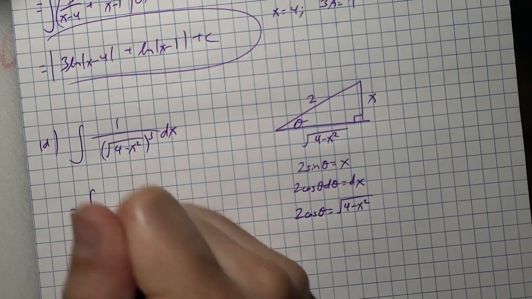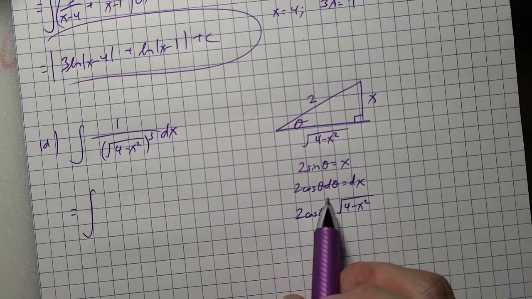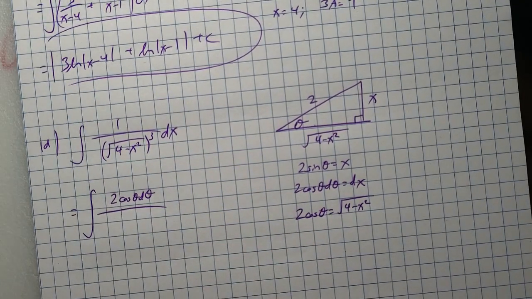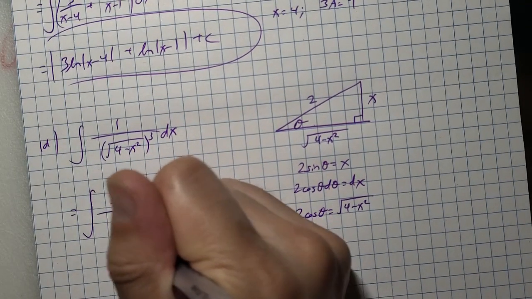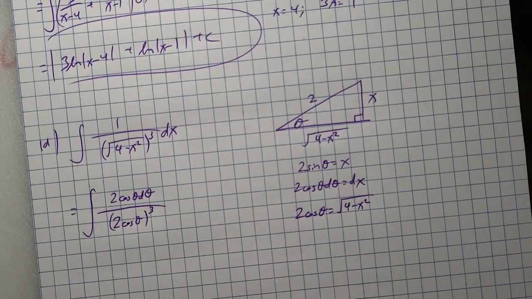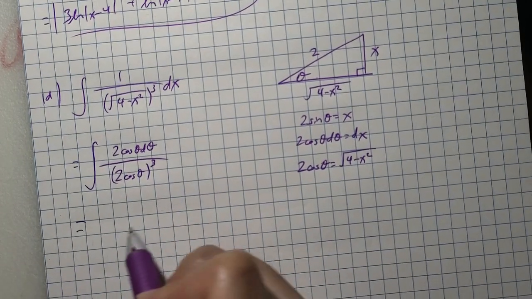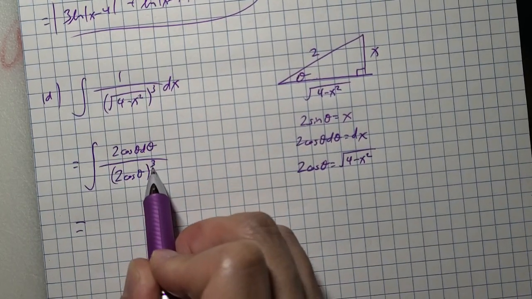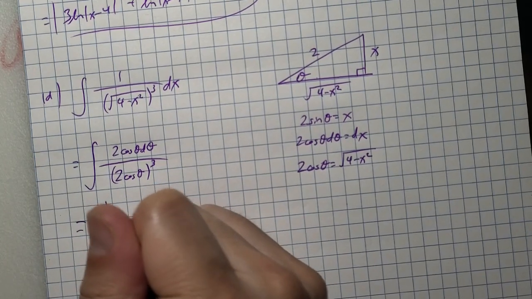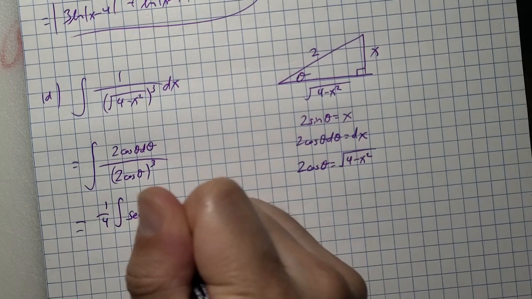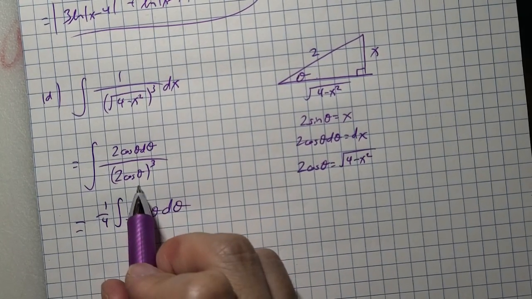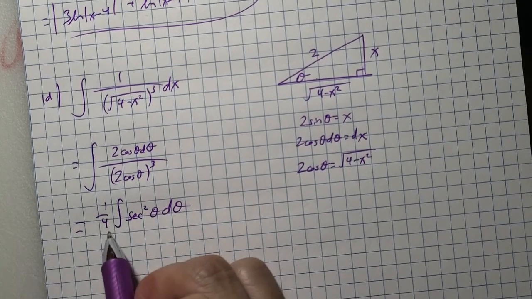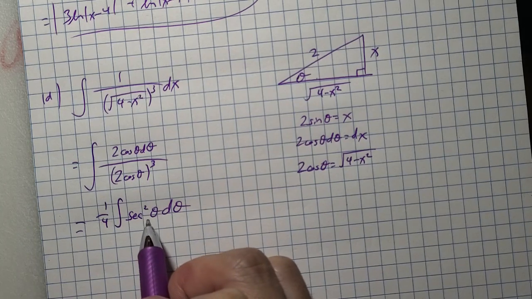Okay, so we can substitute everything in this integrand in terms of theta now. So we have dx is 2 cosine theta d theta. The bottom would be 2 cosine theta cubed. Okay, so we can simplify. The top would cancel with one of these. So we would have 1/4 integral of secant squared theta d theta. Cosine squared is at the bottom, and a 2 squared is at the bottom, so 2 squared is 4. So we move the 1/4 to the front. And then 1 over cosine squared is just secant squared.